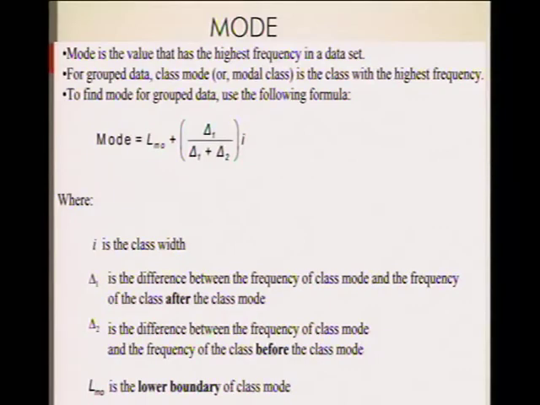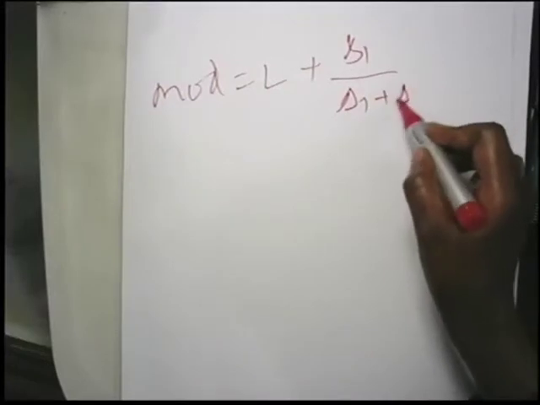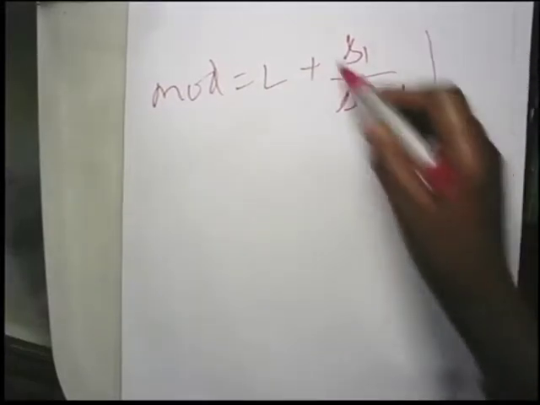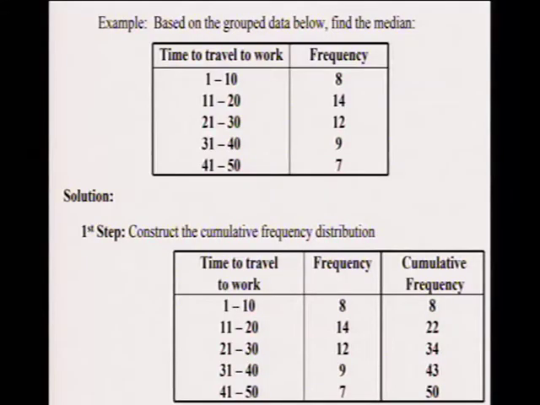To look at the mode of a grouped data, we use the formula mode is equal to L plus delta 1 over delta 1 plus delta 2, and then everything there multiplied by I. Okay? Either you say everything multiplied by I or the top one multiplied by I before you divide, it will still give you the same thing. Now the modal class is the class with the highest frequency. We go back to our table. The highest frequency is 14. 14 belongs to a class of 11 to 20.